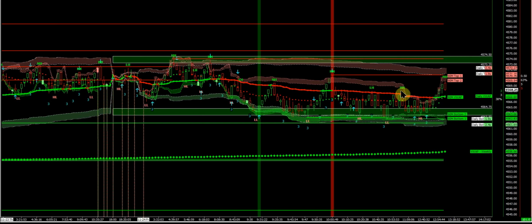Short that, right down there, back down into your zone. Take it down into that zone or below it, to where all these guys are, the 90 minute and the daily. Boom, get out. Comes back up here, short it.